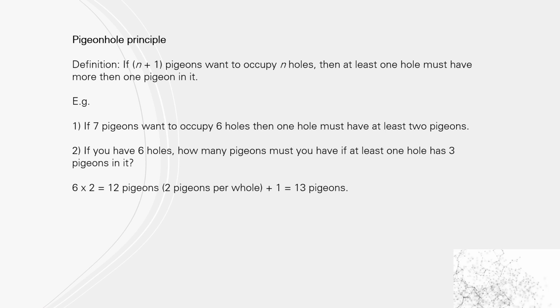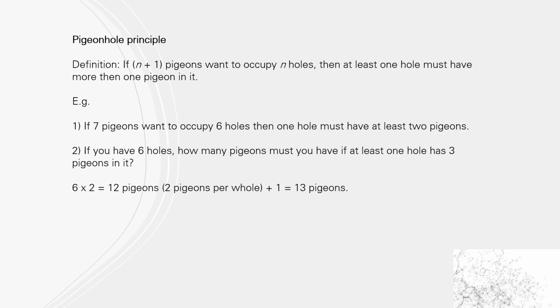So obviously the 6 holes get filled by 1 pigeon each, leaving 1 pigeon left over, which means that that pigeon must go into one of the other 6 holes, giving at least one of them 2 pigeons. If you have 6 holes, how many pigeons must you have if at least one hole has 3 pigeons in it? So this is asking the question just in the opposite way.